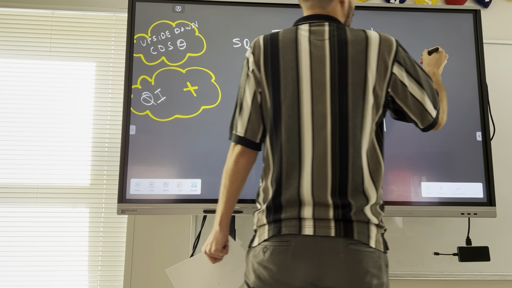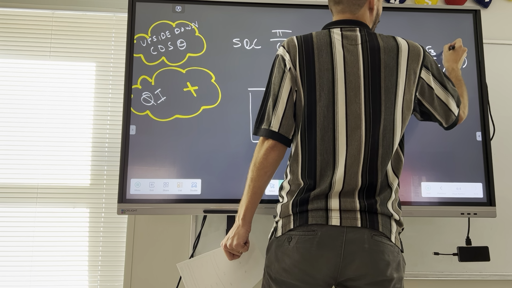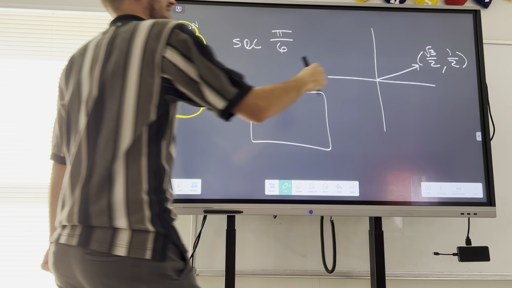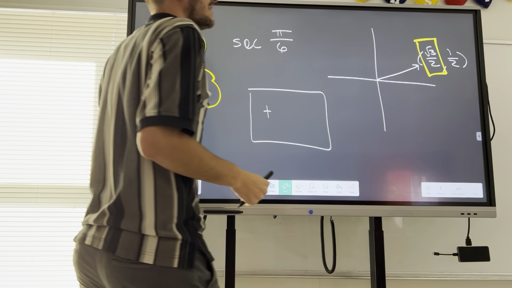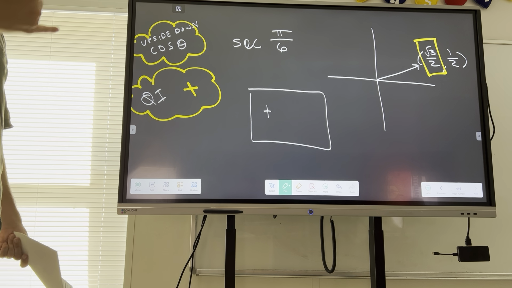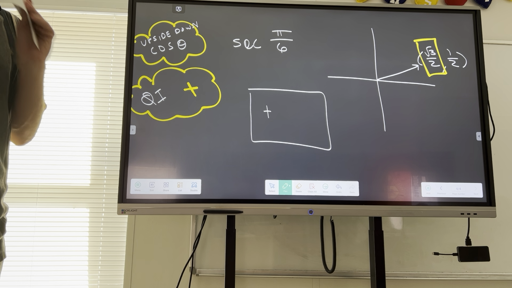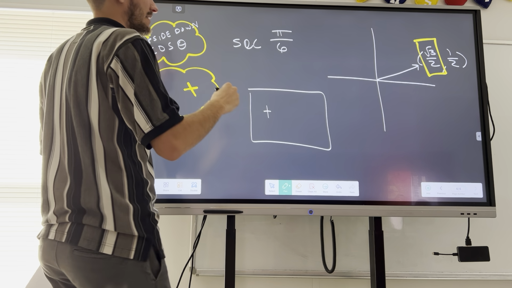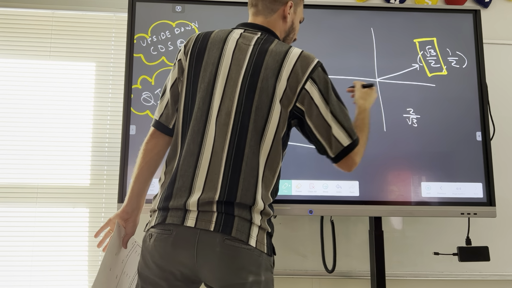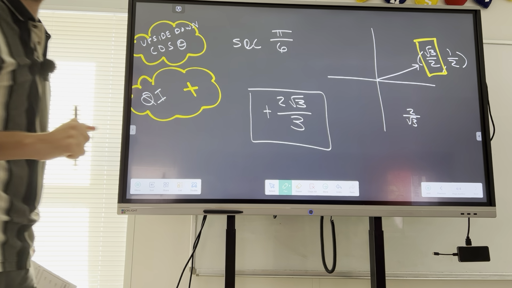Pi over 6 is 30, and a lot of us remember that the square root 3 comes first for 30. Cosine is the x position, and that's the answer, but we got to flip it upside down. And so our final answer here, it's what we did on our warm-up. It's one of those numbers. Our final answer here would be, flip it upside down, 2 over square root 3, write it better, 2 square root 3 over 3.